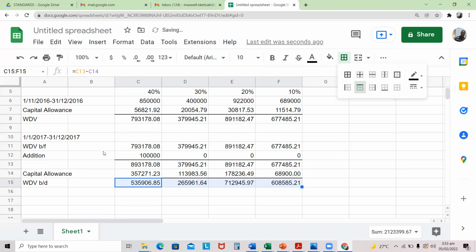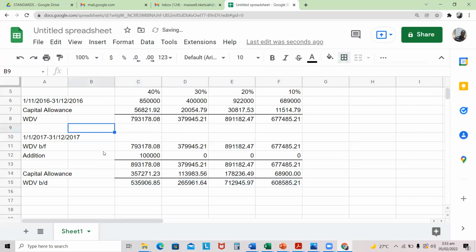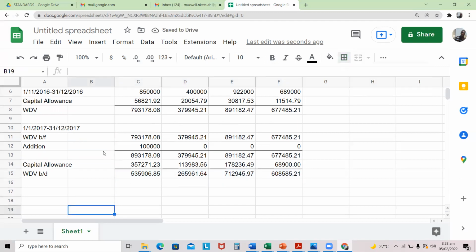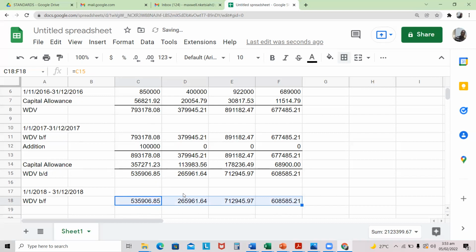Then when we come to 1st January 2018, writing down value brought forward. So this one will come here, this, all the years.